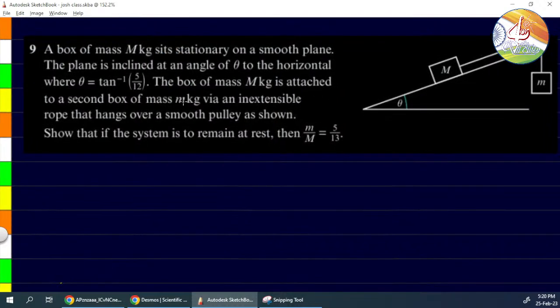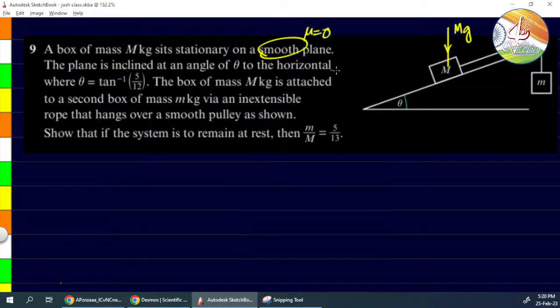A box of mass M kgs. So the mass of the box is M, and the weight of the box is M into g. It is sitting stationary on the smooth plane. Smooth plane means mu is 0.